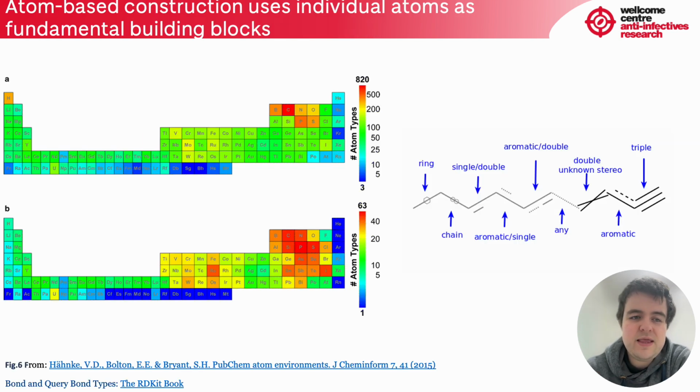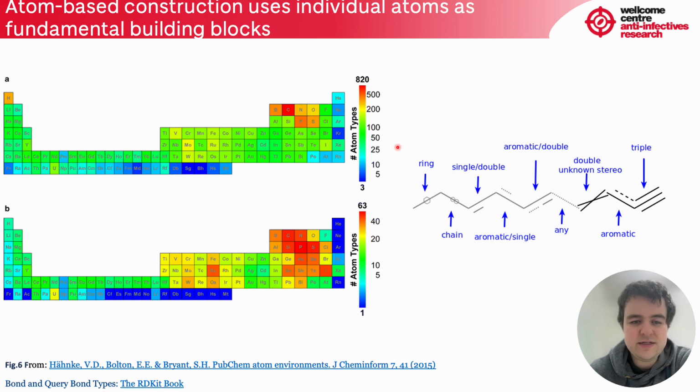So to jump into atom-based construction, as I mentioned previously, it gives you maximum control. And how does it achieve this? Well, in atom-based design, what we're really thinking about is how do we build a molecule atom by atom, bond by bond. And this means that we have all of the periodic table to play with.